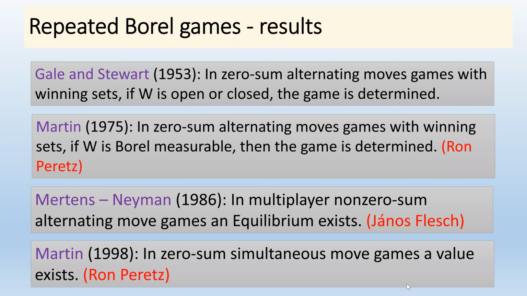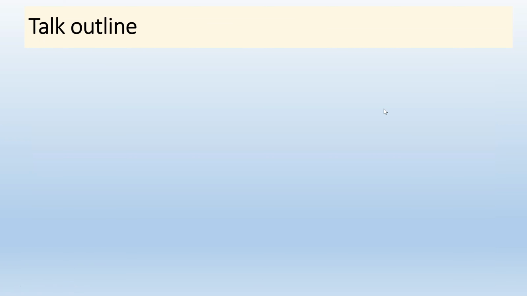Finally, Eran told us in his second talk about the work of Martin from '98, showing that in zero-sum simultaneous move games, so now the players are allowed to move simultaneously, a value exists. A value is the equilibrium payoff when the game is zero-sum. Our work will deal with multiplayer non-zero-sum games, so like Mertens and Neyman, but with simultaneous moves. So it's different from the models I just described.